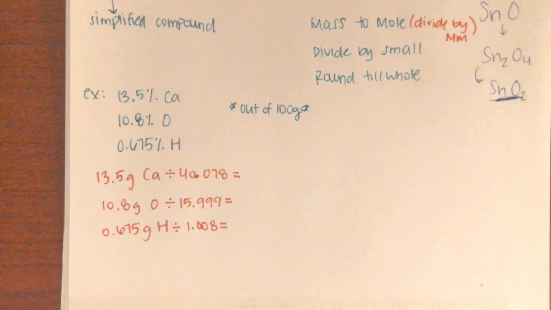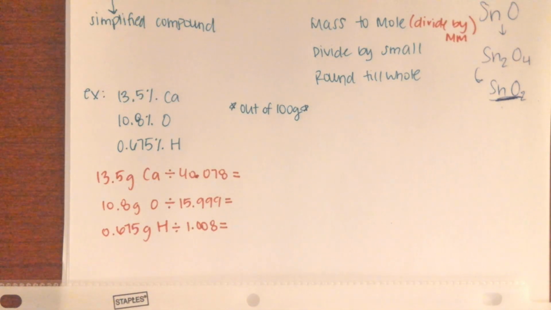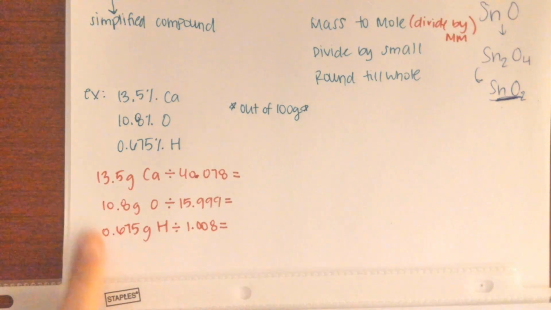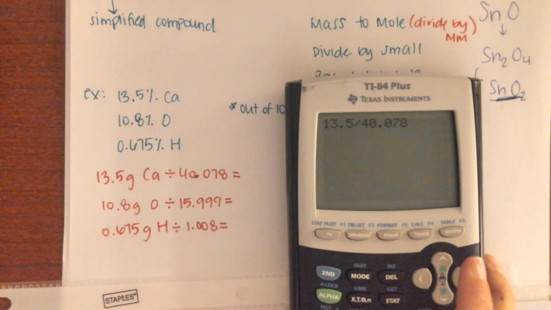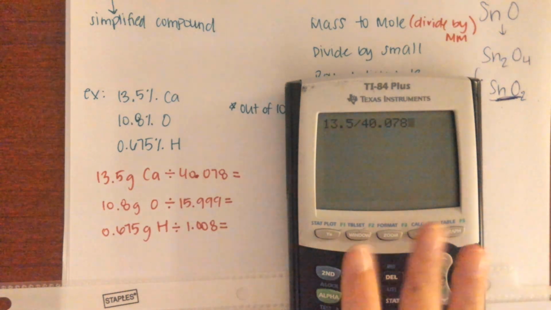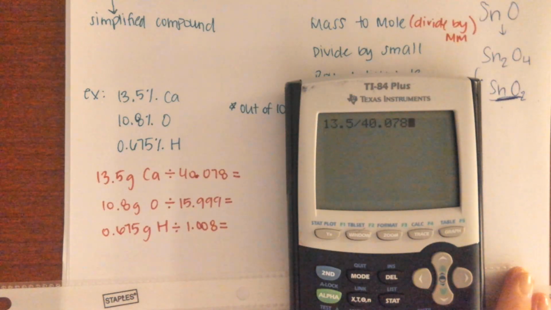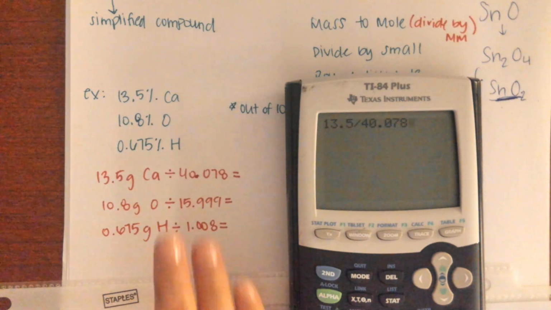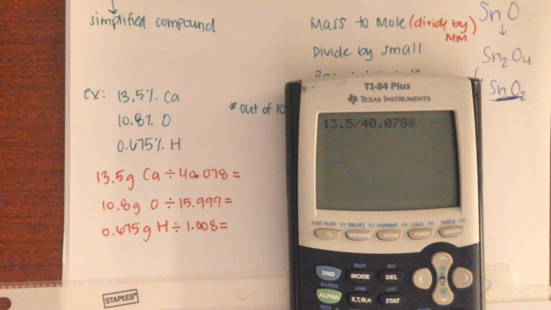Alright, so when we plug this in, divide. So 13.5 divided by 40.078. With these simple calculations, you can use your phone. I don't recommend it because, first of all, you can't use it on the quiz or test. You have to use a calculator. Second, your phone tends to round too much and rounds too early when you're doing these calculations. So I recommend a nice calculator to give you the accurate answer.